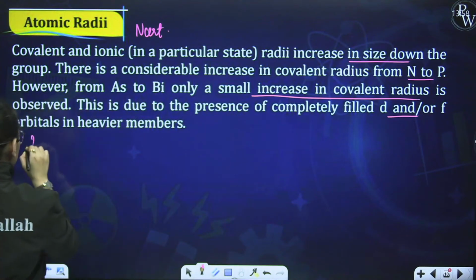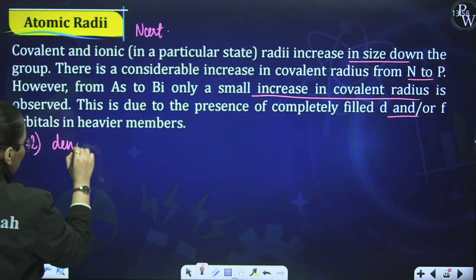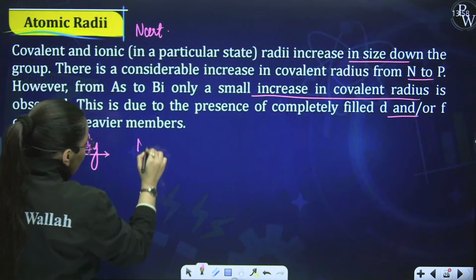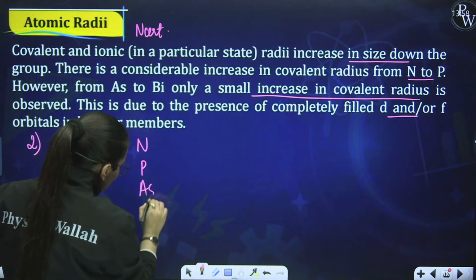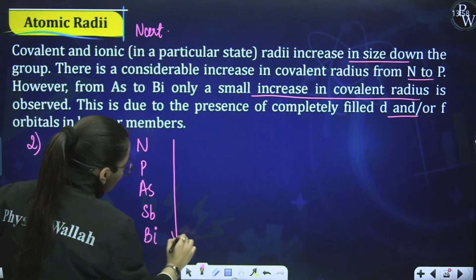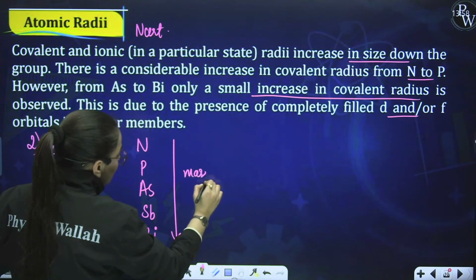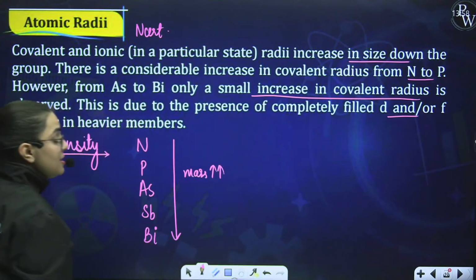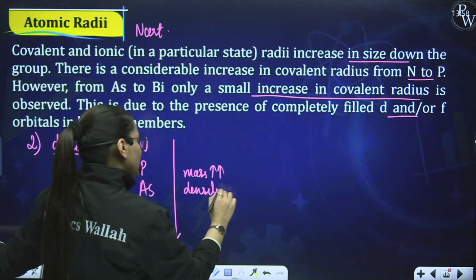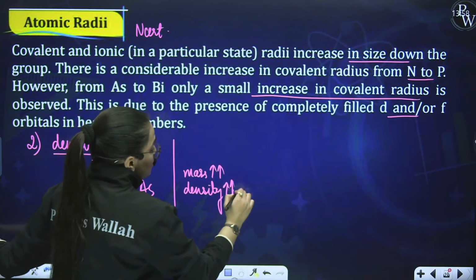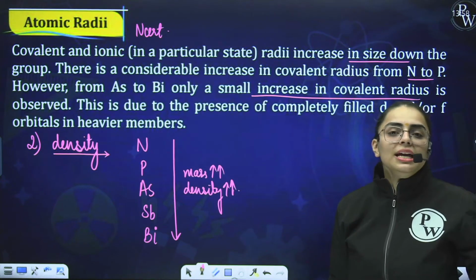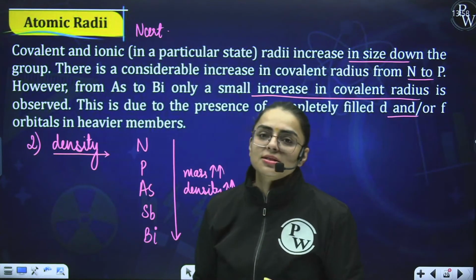The second physical property is about density. So again I will write nitrogen, phosphorus, arsenic, antimony, bismuth. I want you all to write with me. As you move down the group, what happens? You know mass is increasing. If mass is increasing, what is density? Density is equal to mass by volume. If mass is increasing, that means density is also increasing. It is as simple as that. So down the group when you go, density will also increase. Is it clear to you? I guess this is now clear to you.